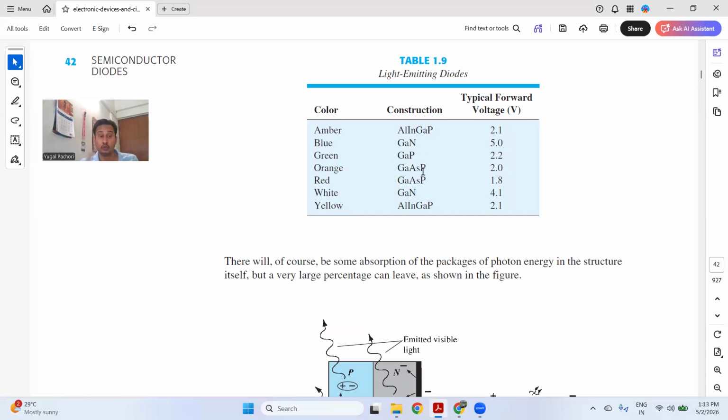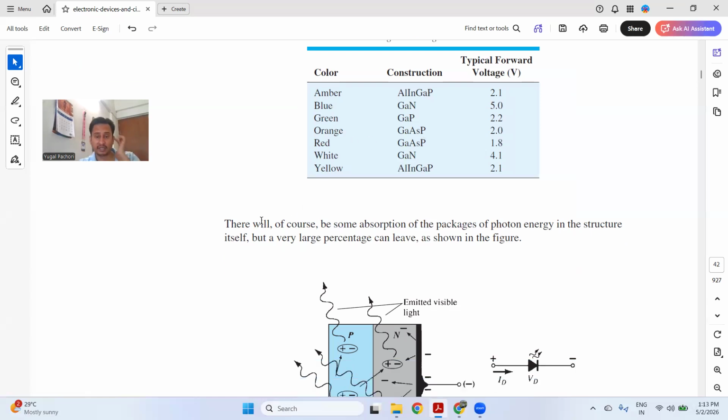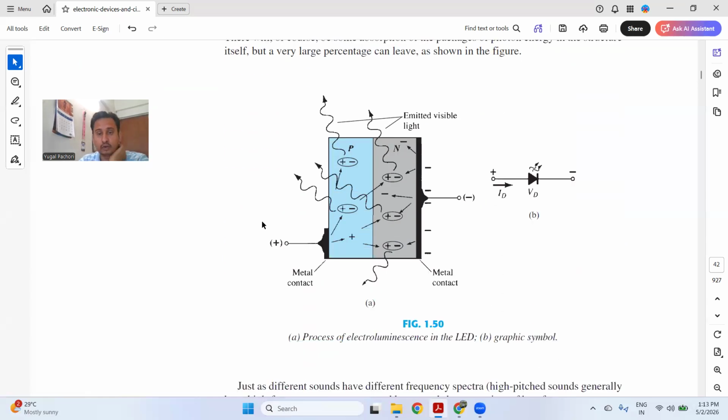So you need to have the material difference as well as the forward voltage difference. These two corresponding combinations will generate the color of that corresponding LED or light emitting diode. It has a phenomenon that is known as electroluminescence. I am just highlighting this particular point.